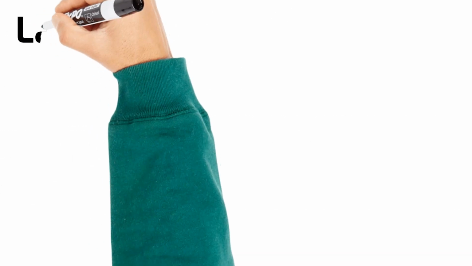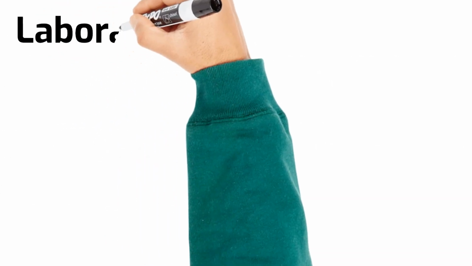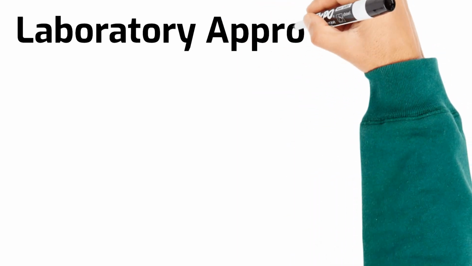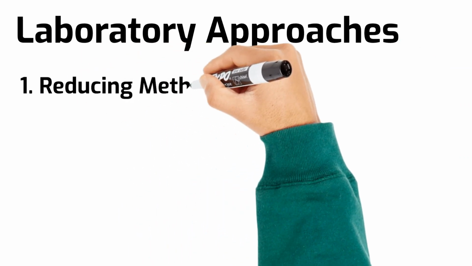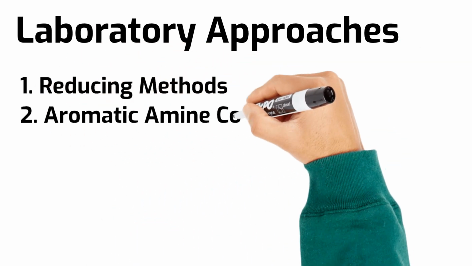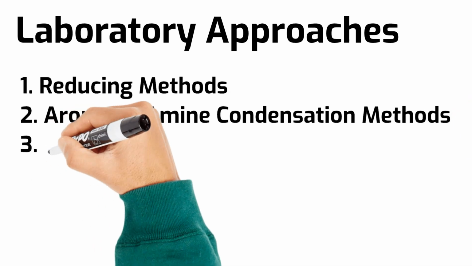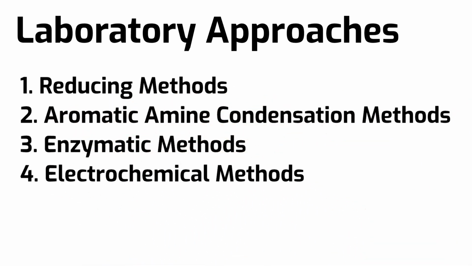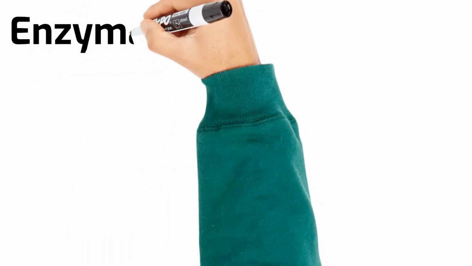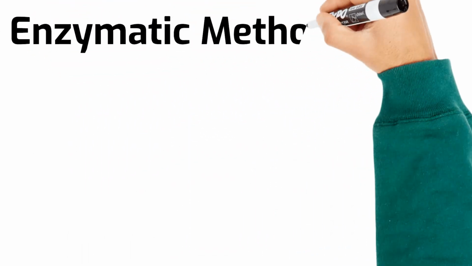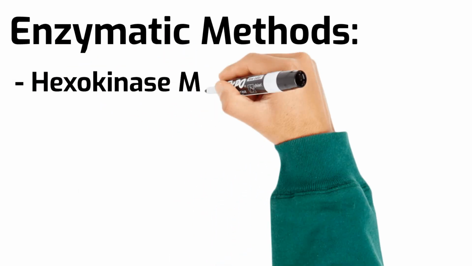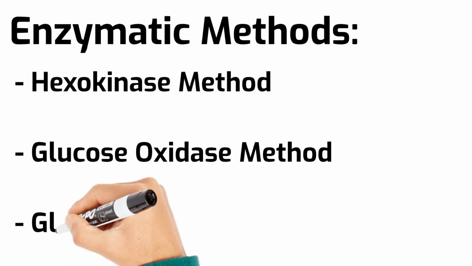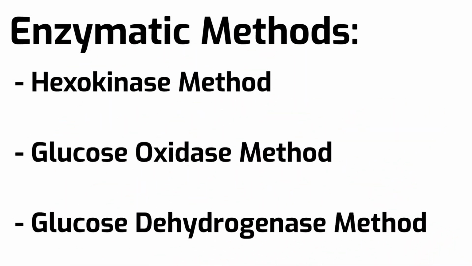types. There are 4 different analytical approaches to determine glucose concentration in the laboratory. These approaches include reducing methods, aromatic amine condensation methods, enzymatic methods, and electrochemical methods. There are multiple variations for each method. The most common analytical methods are based on using enzymes such as hexokinase, glucose oxidase, and glucose dehydrogenase.